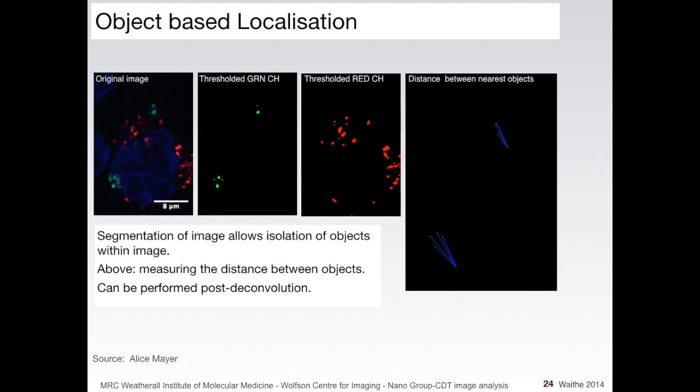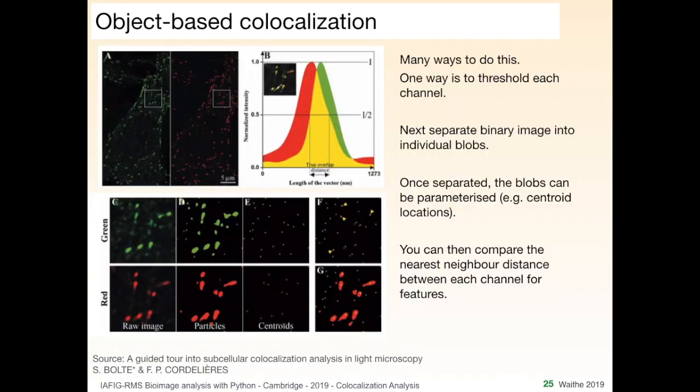And here's another example where we've again thresholded 2 channels, we've found the centroid locations, and then we compare each location to its nearest neighbour and generate a distribution that way. But there's no one way of doing it, there's lots of ways.